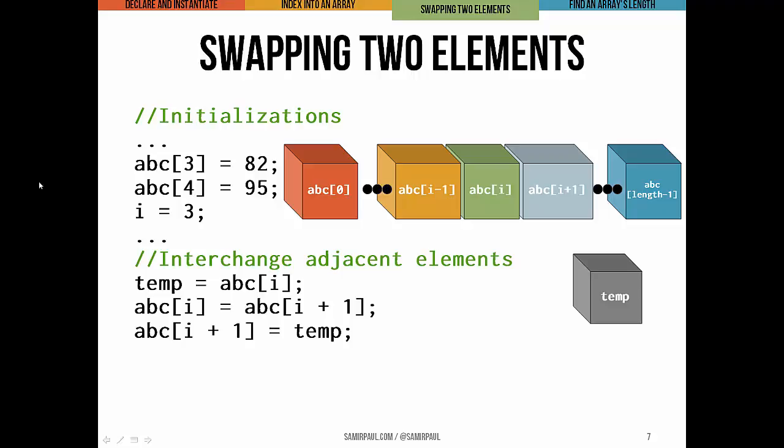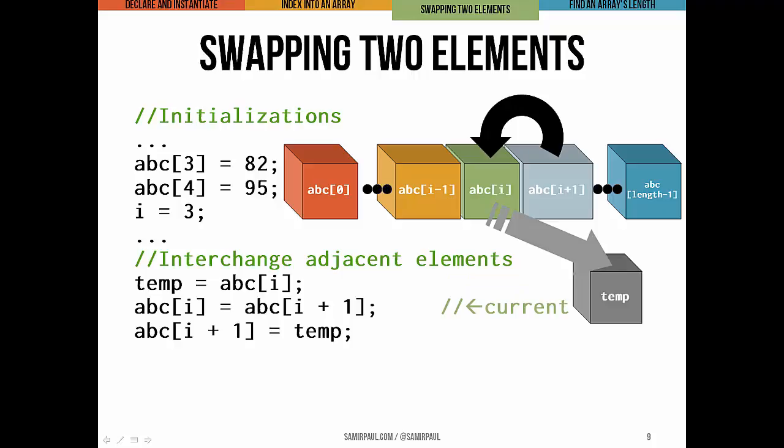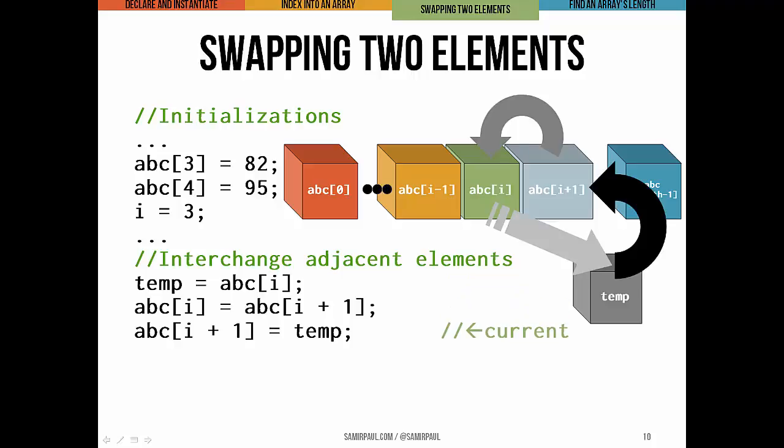If I want to switch elements I and I plus 1, I need some kind of temporary storage where I can store a value during the swap. Start by taking one of the values and storing it in the temp. We take whatever was in the other value, store it in the first value, and then we take whatever was in the temp and put it back in the second value. That's these 3 lines of code down here. Temp equals ABC sub I, ABC sub I equals ABC sub I plus 1, ABC sub I plus 1 equals temp. We're using that temp as a place where we can write down our values without having to overwrite anything and lose data.